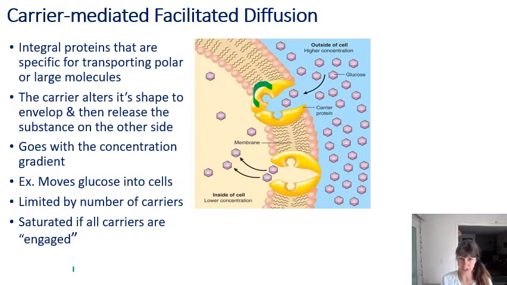Any kind of diffusion, including carrier-mediated facilitated diffusion, will go down a concentration gradient, or with a concentration gradient, as opposed to against a concentration gradient. One example of carrier-mediated facilitated diffusion would be moving glucose into cells. It is limited by the number of carriers and would be considered saturated if all the carriers are engaged in the act of carrying molecules into the cell, or out of the cell if it's a different kind of substance.